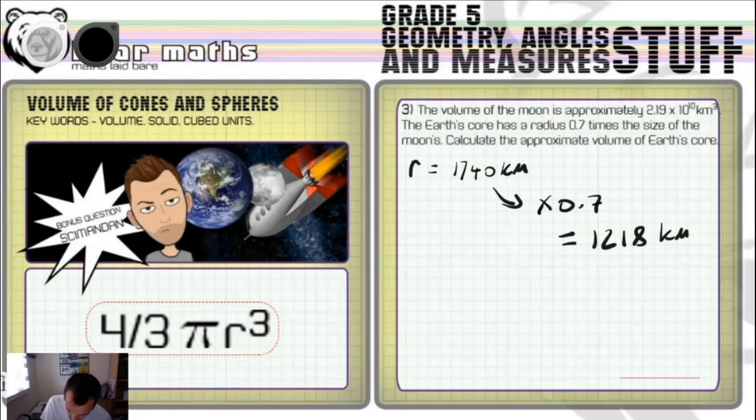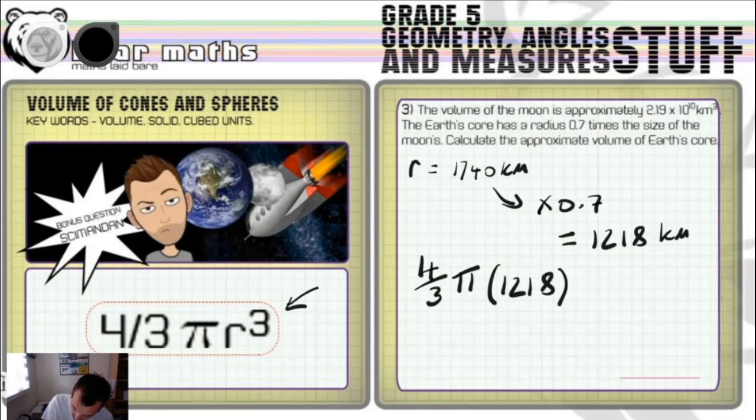Perfect. Now we've got that, we can go back here to our volume of a sphere calculation and input the value of our new radius for the Earth's core. So it's 4/3 pi, and then we're going to put the radius of the Earth's core in there and cube that. Now we plug all that into the calculator, it gives an answer of 7.57 times 10 to the 9 kilometers cubed.